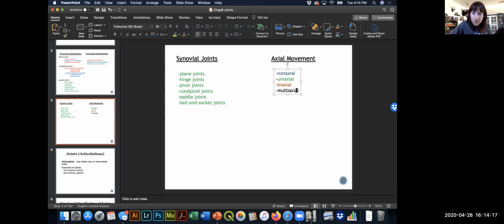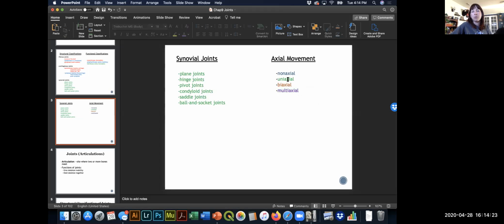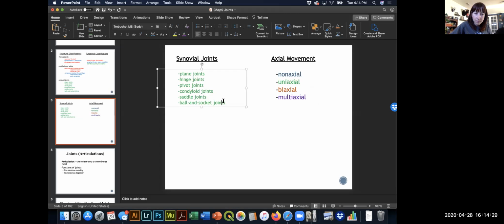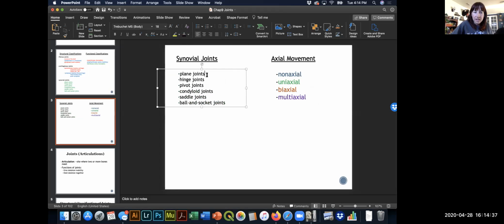Okay. I just know that I want multi-axial to be purple for some reason. That's all I know. Okay. So let's get some examples in here.